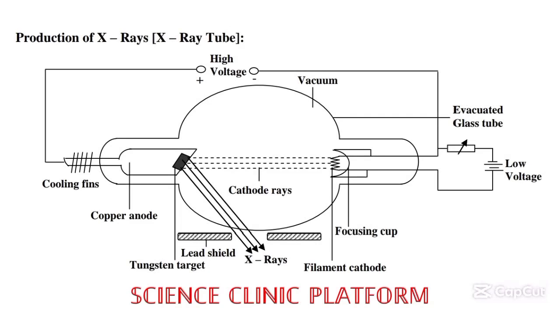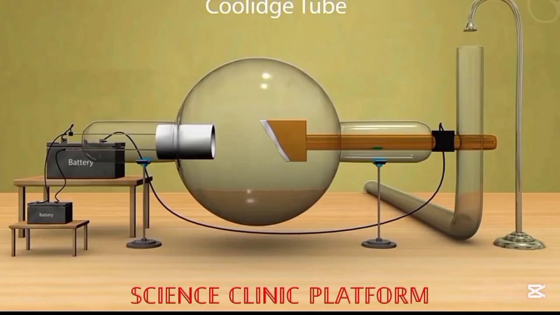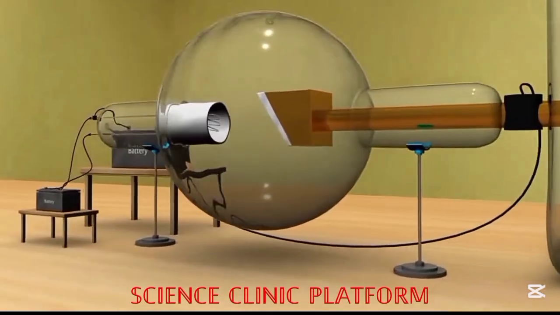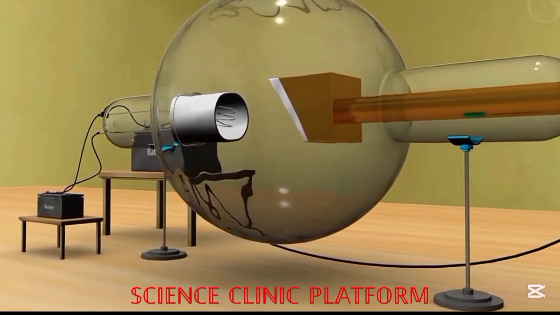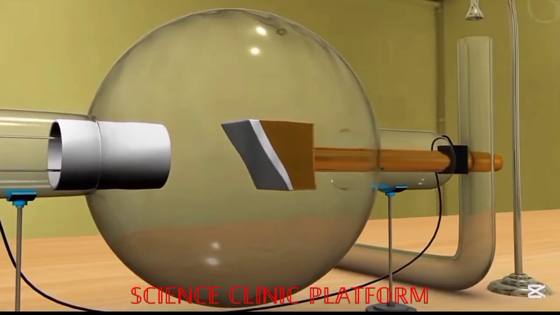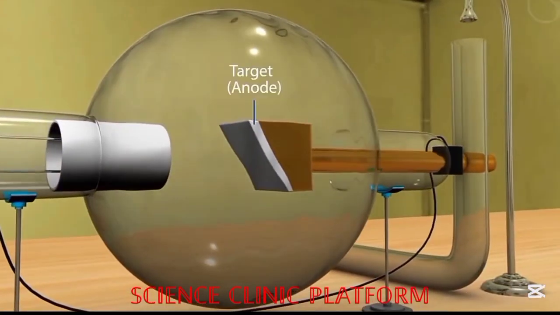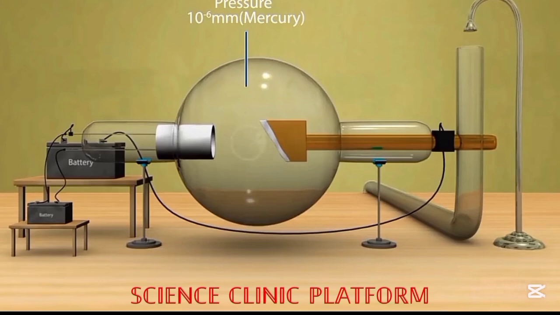Yes, okay. Today we are going to look at the production of X-rays, which are produced in a Coolidge tube. In this tube, which is highly evacuated, we have a tungsten filament, which is the cathode. Opposite to the cathode, we have a target, which is the anode. The tube is kept at a steady pressure and no air is allowed inside.